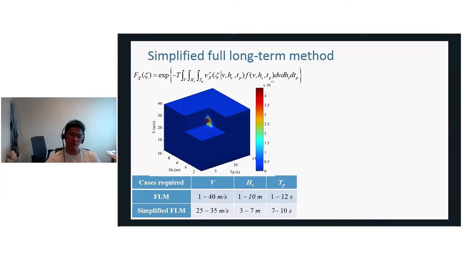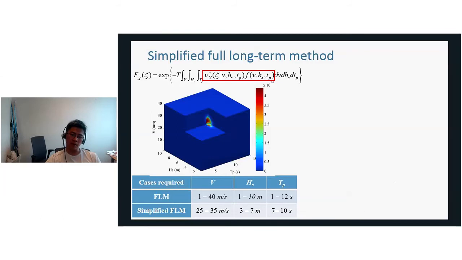This is the expression of the long-term extreme distribution for a stationary process. We used this term to represent the contribution of an environmental condition to the long-term extreme load effects. The mu_X here is the average upper crossing rate. And it turns out that, as you can see in the contour plot, only the conditions in a very small area have contributions to the long-term extreme values.